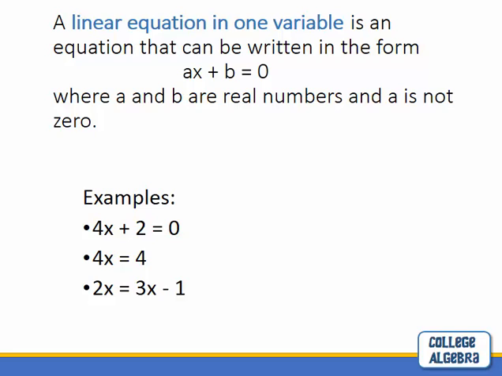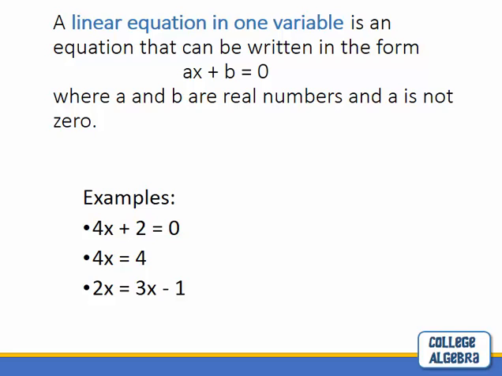But some of them don't look like that. They look a lot more complicated and you have to simplify them first. But a linear equation could be written in the form ax plus b equals 0, where the a is not 0 because it wouldn't be linear if it didn't have the x term. So examples, 4x plus 2 equals 0. That's exactly in the form ax plus b equals 0. But 4x equals 4, that's a linear equation. If I subtracted 4 from both sides, it would be in the form ax plus b equals 0, where the a would be 4 and the b would be negative 4.